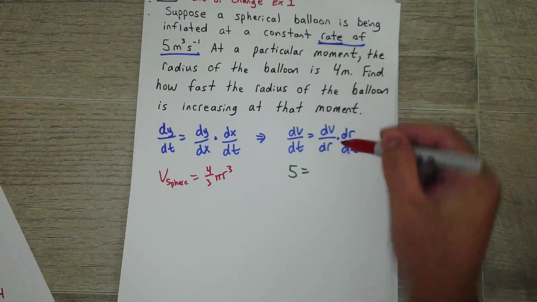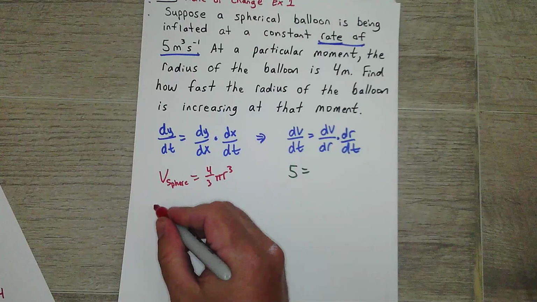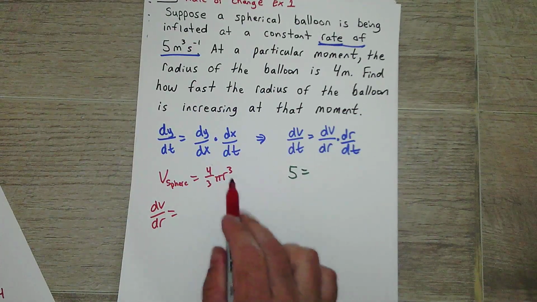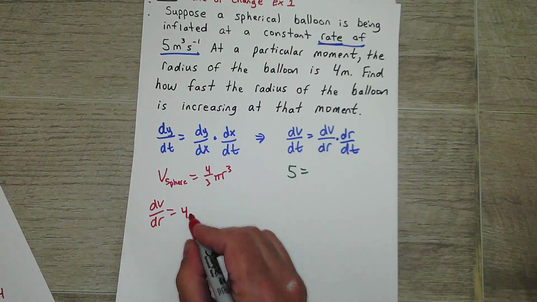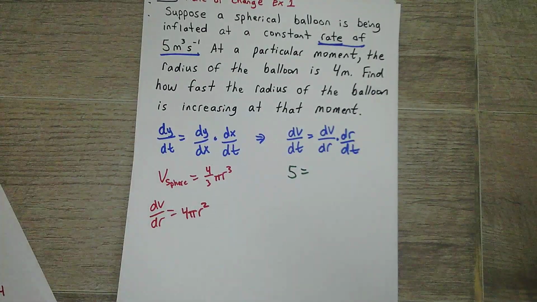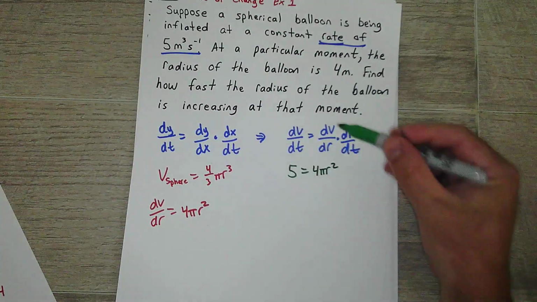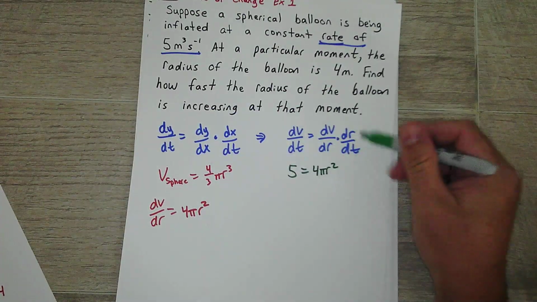So dV dr is just the derivative of V with respect to R. So we want to find V prime, or dV dr. So what's the derivative of this with respect to R? Well, bring the 3 down. So we get 3 times 4/3, the 3's cancel. Pi and then subtract 1 from the exponent. Okay, so dV dr then is 4 pi r squared. And so one's always given to us. One you find by taking the derivative of something, and the other one is the one you're trying to find.